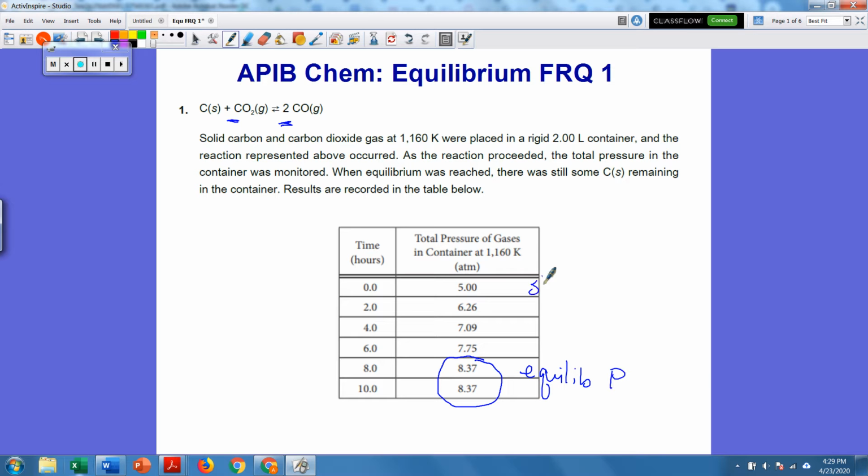And this is our starting pressure. And this is going to be just the pressure of the carbon dioxide. Oops, sorry. Our CO2. This is going to be our P total, which is going to be our carbon dioxide plus our carbon monoxide at equilibrium. Okay? So that is what we are given.